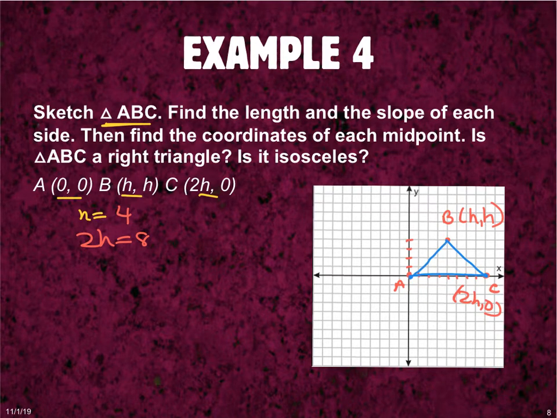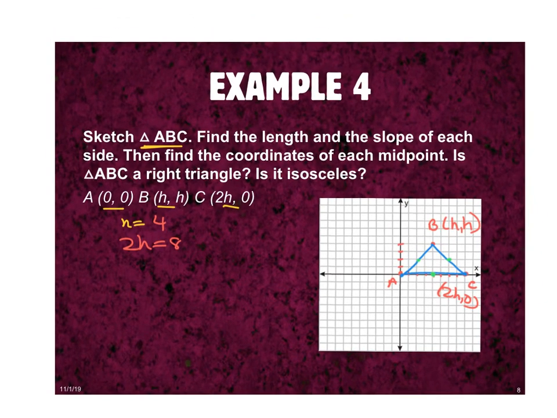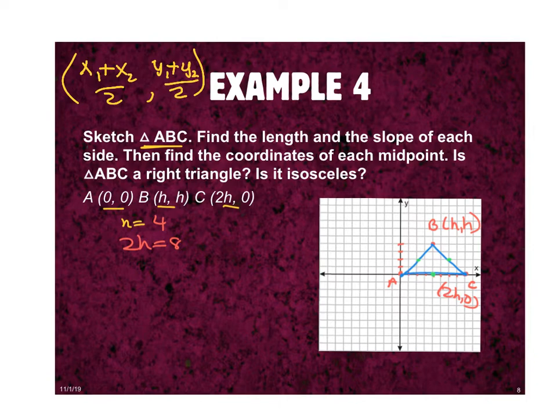So then the next thing to do is to find the coordinates of each midpoint. So I need to find the midpoint here, here, and here. And the way that I'm going to do that is I'm going to use the midpoint formula. So if you recall, the midpoint formula is going to be (x1 plus x2) divided by 2, (y1 plus y2) divided by 2. That's your midpoint formula. So the first thing I'm going to do is calculate the midpoint of AB.